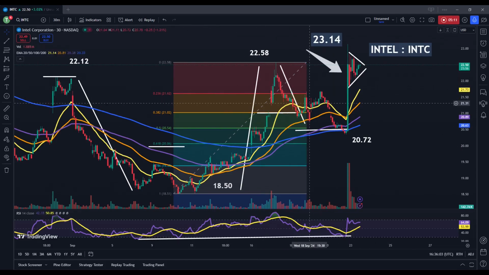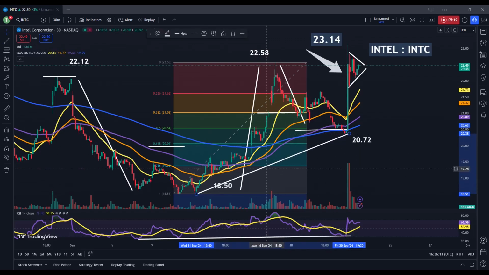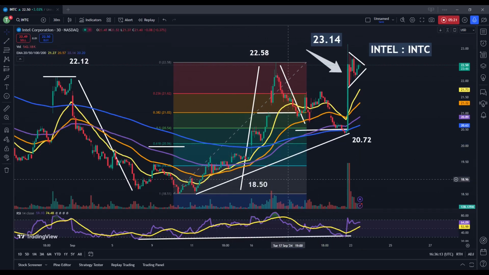So we are starting to see some positive trend wave movements here, higher highs and higher lows, because we can look at this 18.50 low previously and compare this to the more recent low coming in at 20.72, which is now a very strong level of support. And we can see that there is a bullish structure that's starting to unfold here.